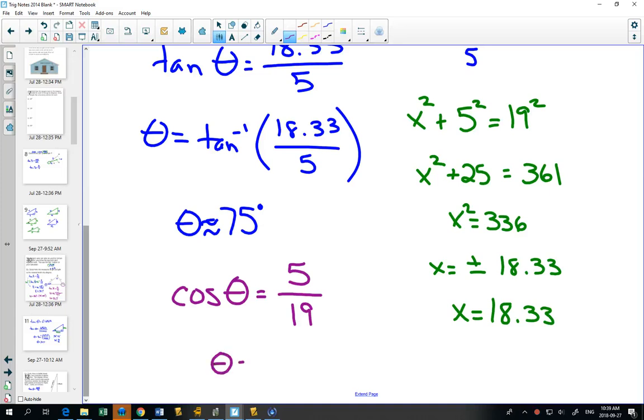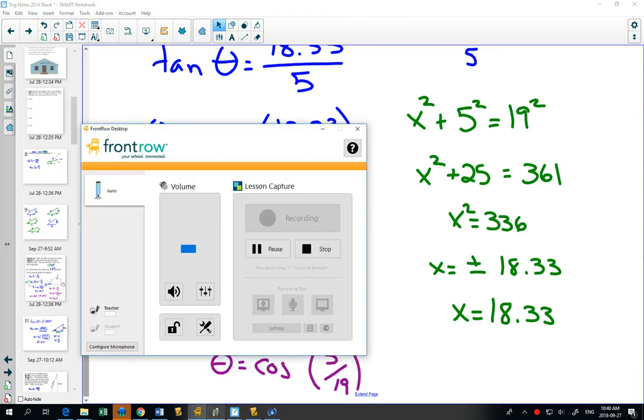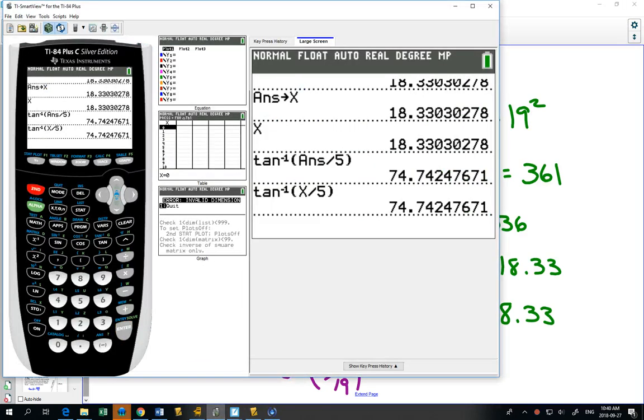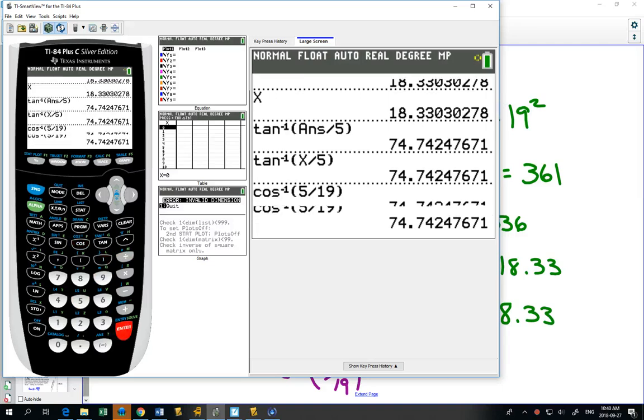Any ideas how I might be able to use my calculator to find theta? What do you think would be the opposite of cos? Cosine with the negative 1, which is cos inverse. So let's see what happens if we do that. Cos inverse of 5 over 19. We need to find on our calculator the cos inverse button, which is right over cos. 5 divided by 19. Exactly the same.